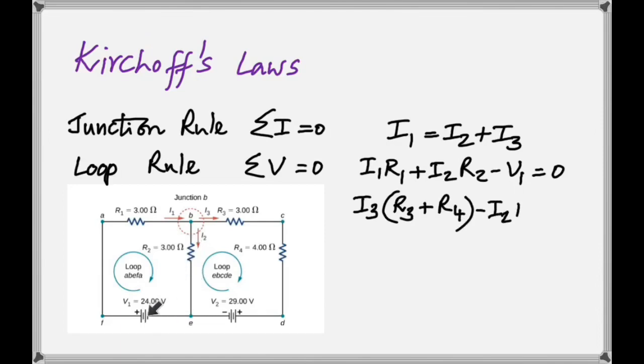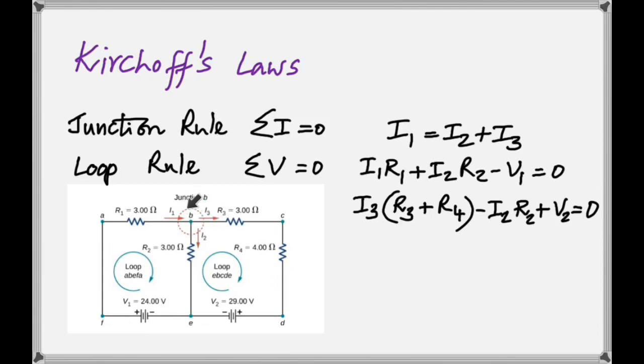Why minus? Because you're hitting the negative. See that? So if you're going in the direction of the current, take it as positive. So I1 times R1. And then you continue going in the direction of the current. That's why it's also plus I2R2, right? And then when you come here, you're hitting the negative, so it's minus V1, and then all the way back is equal to 0. Does that make sense?